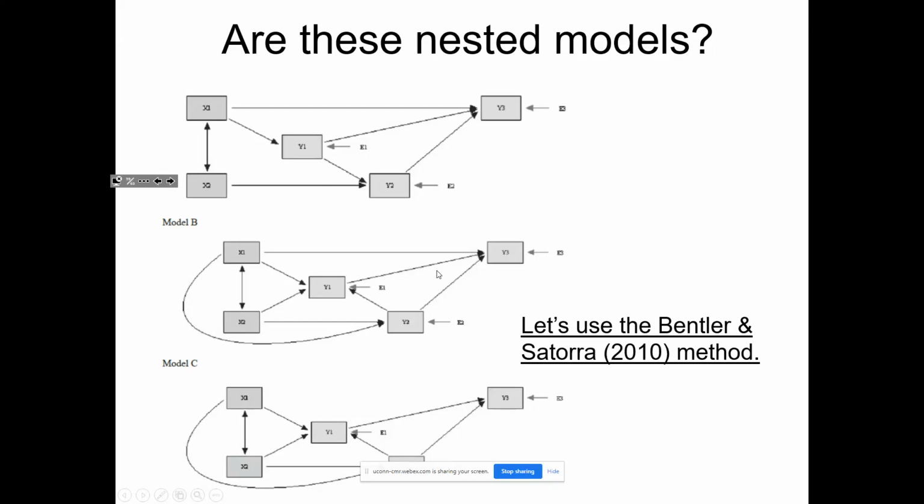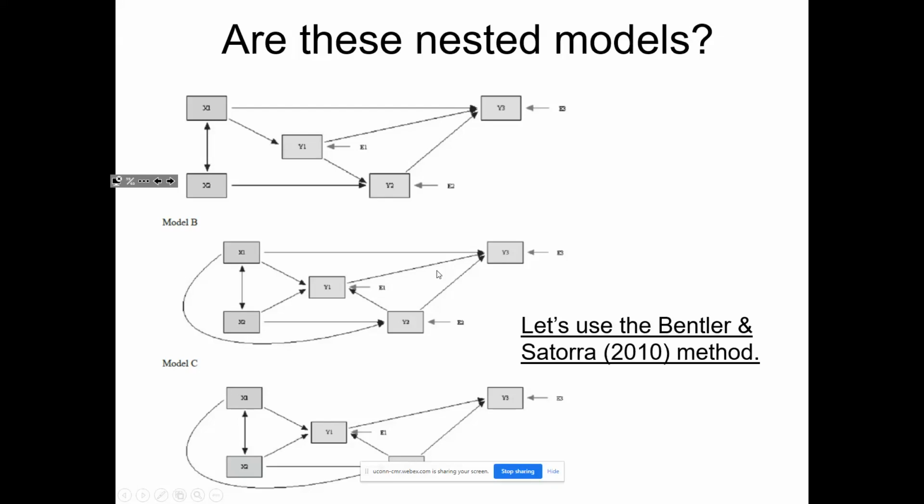Okay, so these are not super extremely difficult models here. But here are our models, okay? And the question is, are these nested models? I suppose we could say, are they nested models or are they equivalent models or neither? So let's start with model, it doesn't say model A.